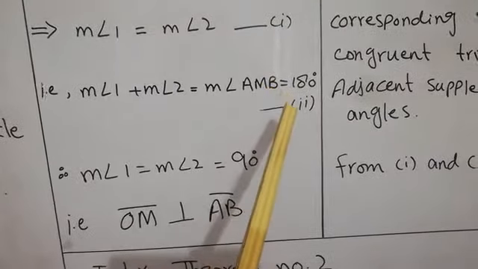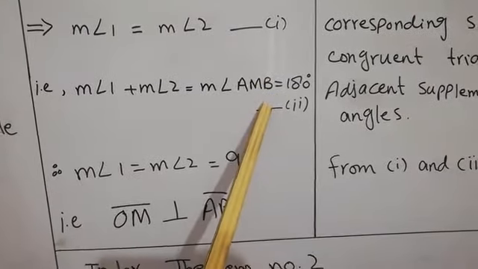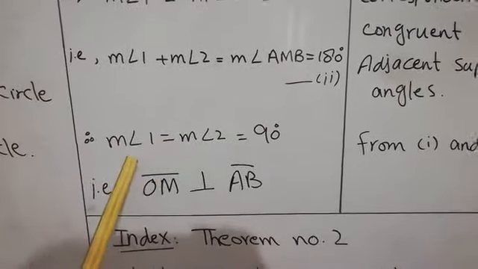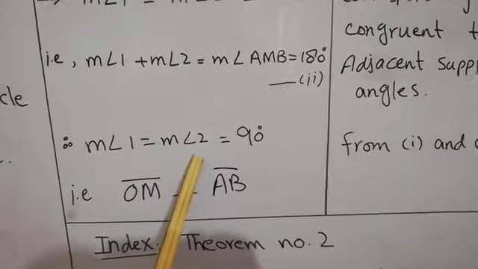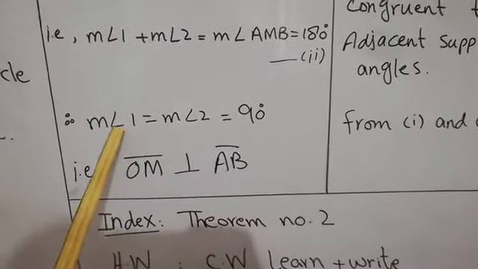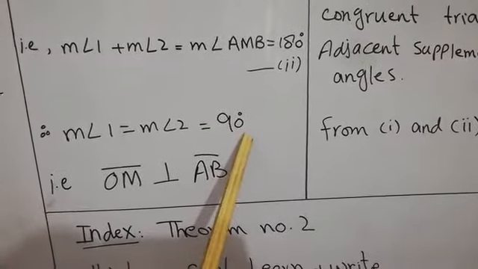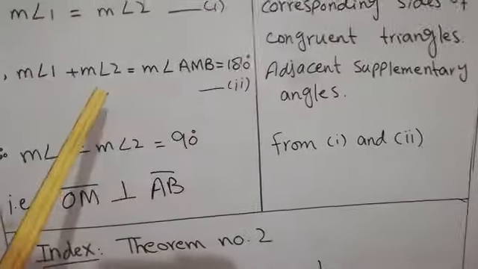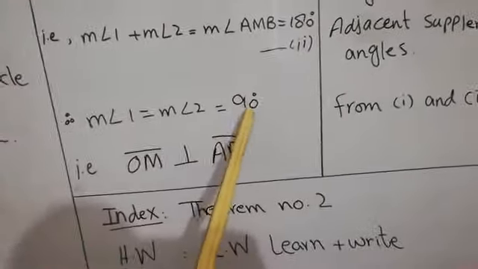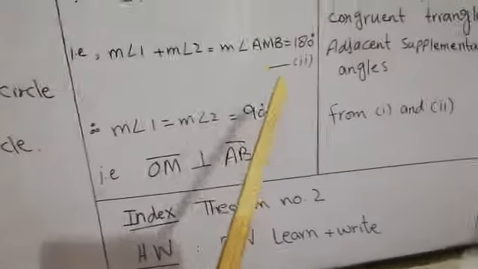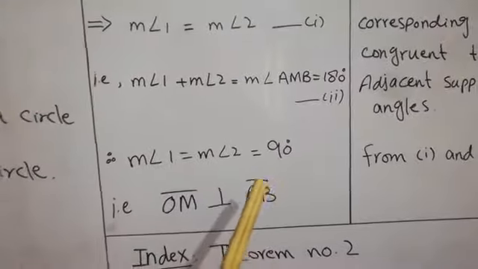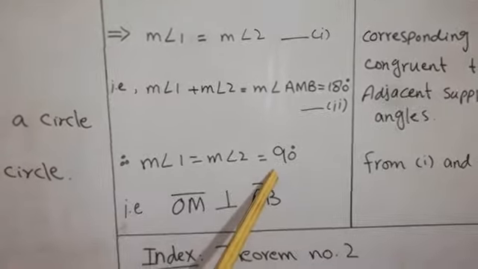It means if we divide 180 into two equal parts, then measurement of angle 1 equals measurement of angle 2, and both will be equal to 90 degrees. From 1 and 2 we get this. And you know that an angle of 90 degrees means perpendicular.